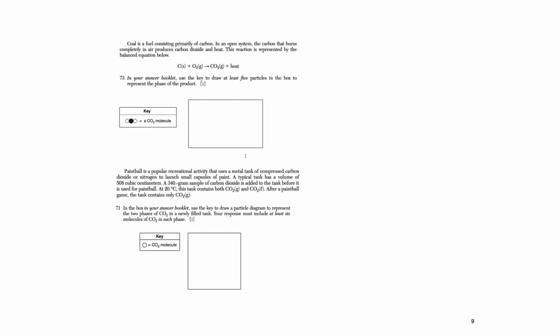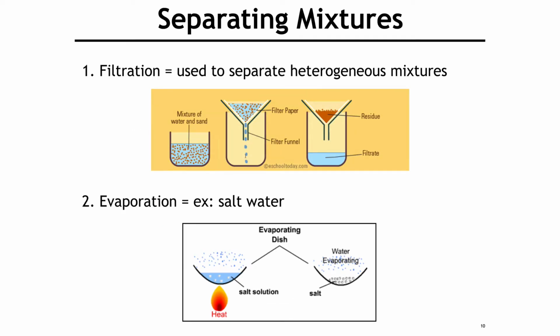So the two phases that are there are the carbon dioxide gas and carbon dioxide liquid. So we'll see later again, gases are more spread out and liquids are more closely packed together. So you're just going to draw 6 of each.